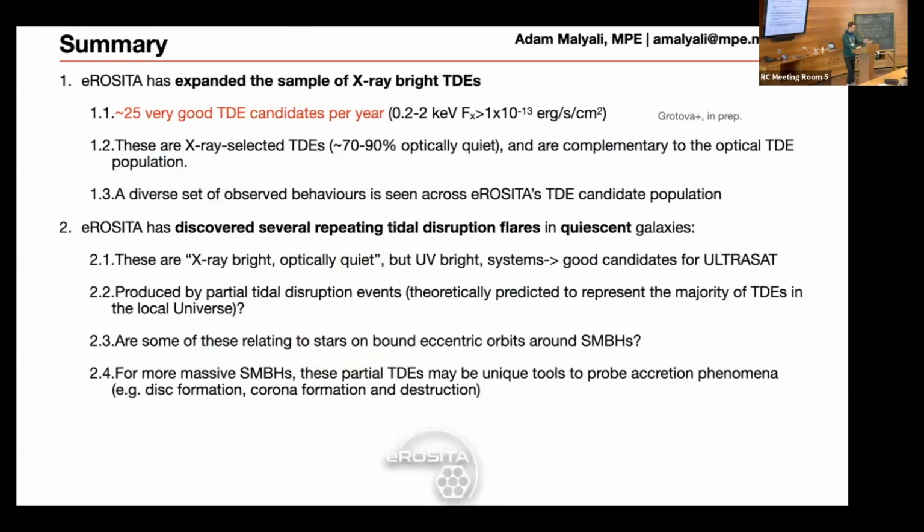Yeah. So just to summarize, eROSITA has detected quite a large sample of X-ray bright TDEs. Roughly, it detects about 25 strong TDEs per year, and these are X-ray selected. And most of them are optically quiet. So this will be complementary to the optically selected population. And then eROSITA has detected several repeating flares from quiescent galaxies, and they show quite a diverse set of behaviors. So yeah, thank you.